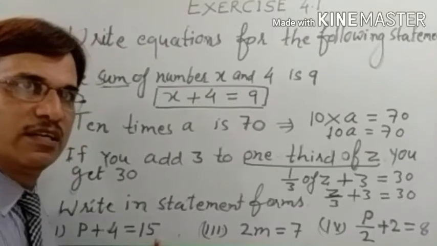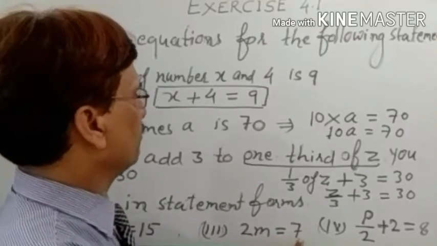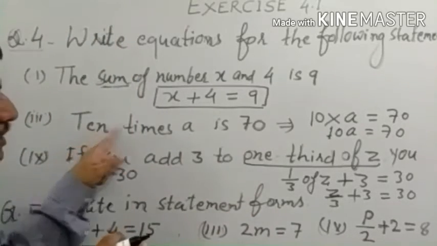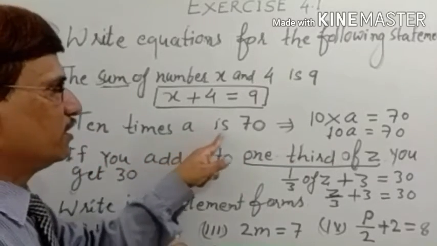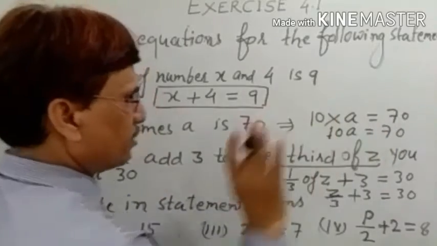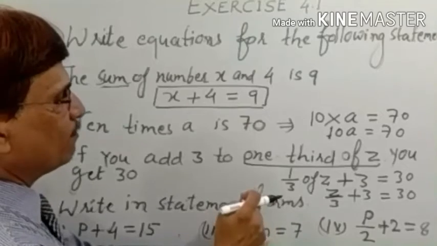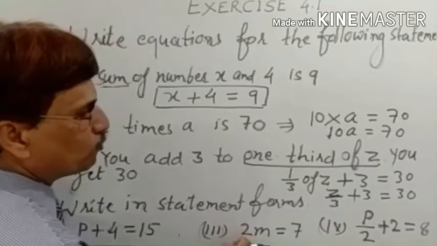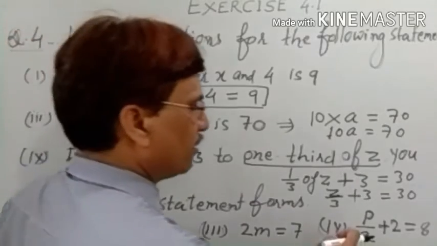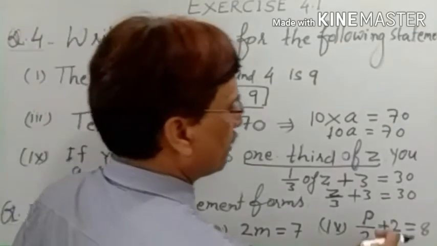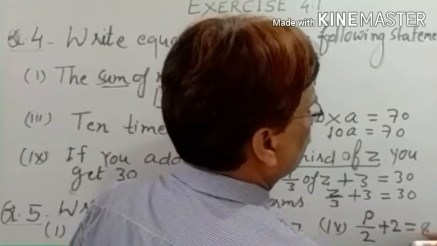Okay. Is it clear? Now question number 3rd. 2m is equal to 7. Just like question number 3rd, 10 times a is 70. 10a is equal to 70. So 2 times m is 7. Okay. Is it clear? Question 4. p by 2 plus 2 is equal to 8.